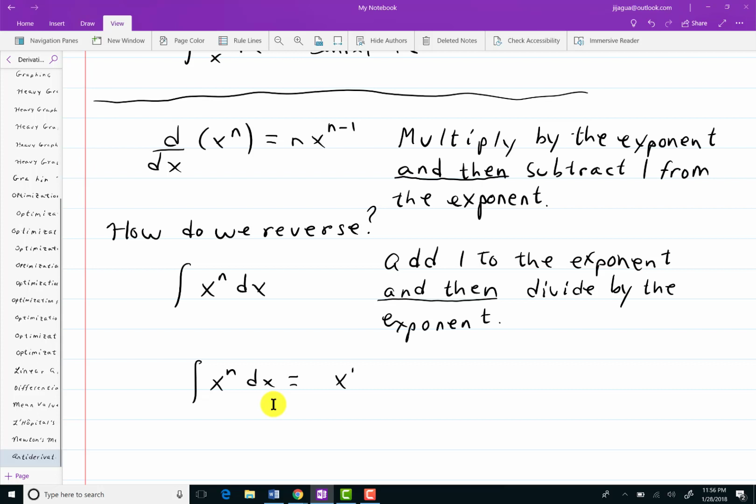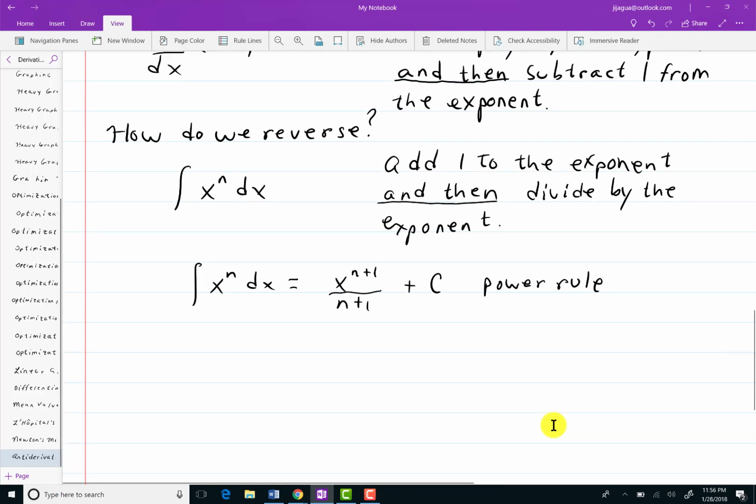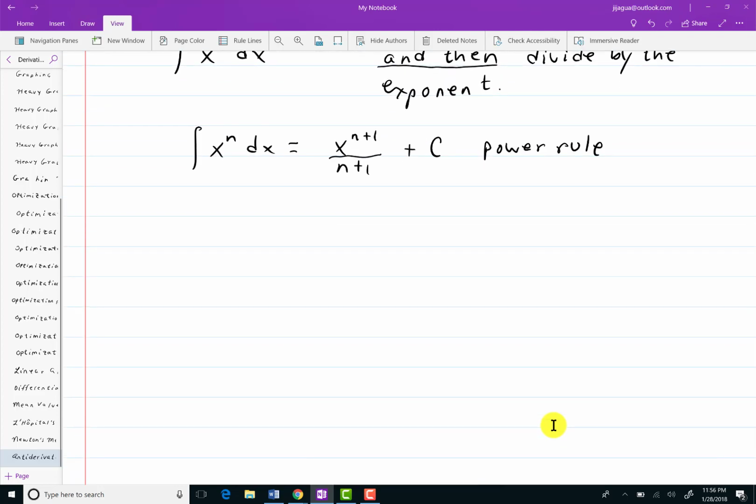So, the integral of x to the n, if I add 1 to the exponent, I'm going to get x to the n plus 1. And then if I divide by that exponent, I'm going to divide by n plus 1. And then, of course, you add plus c, because that's what we do for all of these. So you could think of this as the power rule for integrals. The integral of x to the n is x to the n plus 1 over n plus 1 plus c. And I should mention the only n that doesn't work for is -1. It works for all real numbers otherwise.